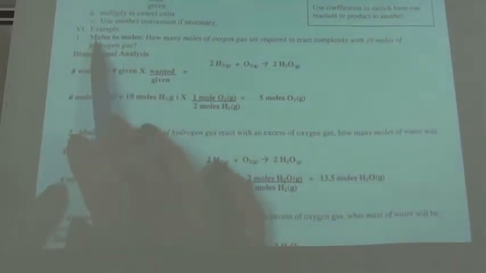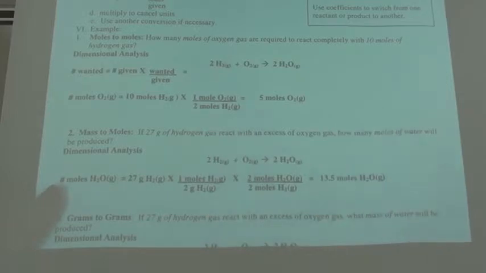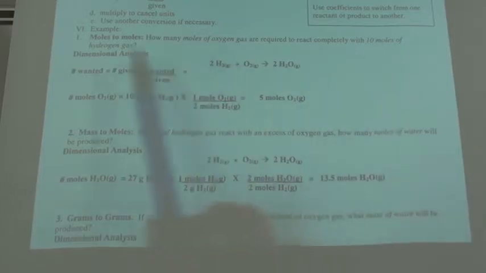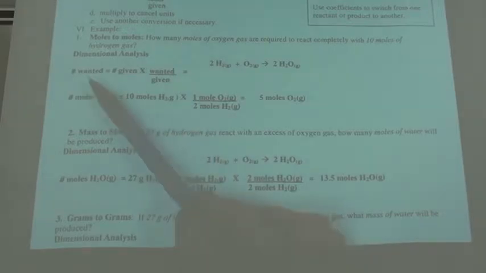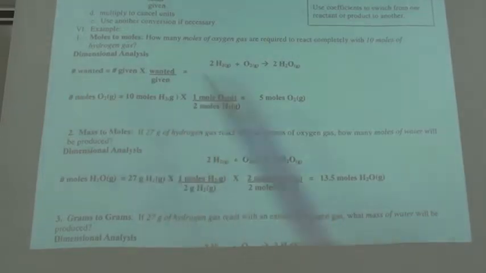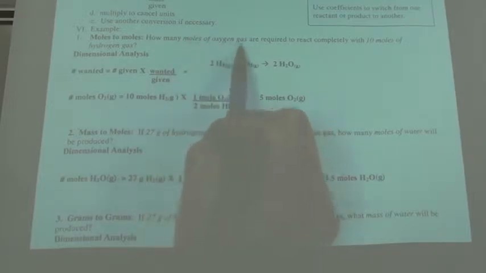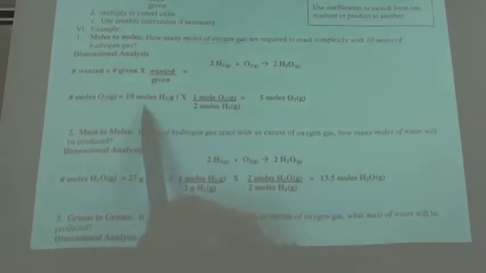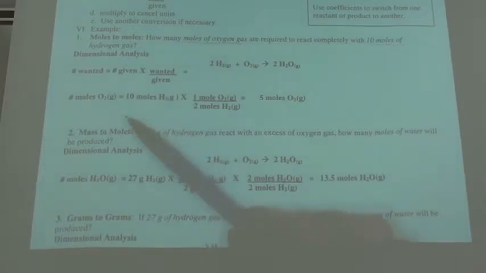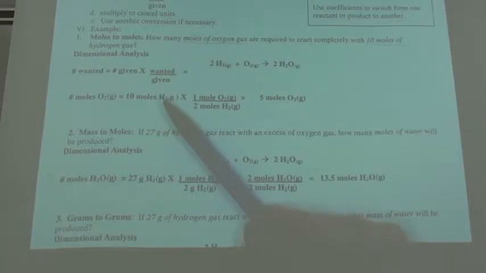Our first example is a mole-to-mole problem. Here's our balanced equation. And it says how many moles of oxygen gas are required to react completely with 10 moles of hydrogen gas. Using our dimensional analysis, this is what we're going to do. I'm looking for the problem, and my wanted is how many moles of oxygen gas, and my given is 10 moles of hydrogen gas. Now, this is a very elemental problem. All we have to do is switch from talking about hydrogen to talking about oxygen.